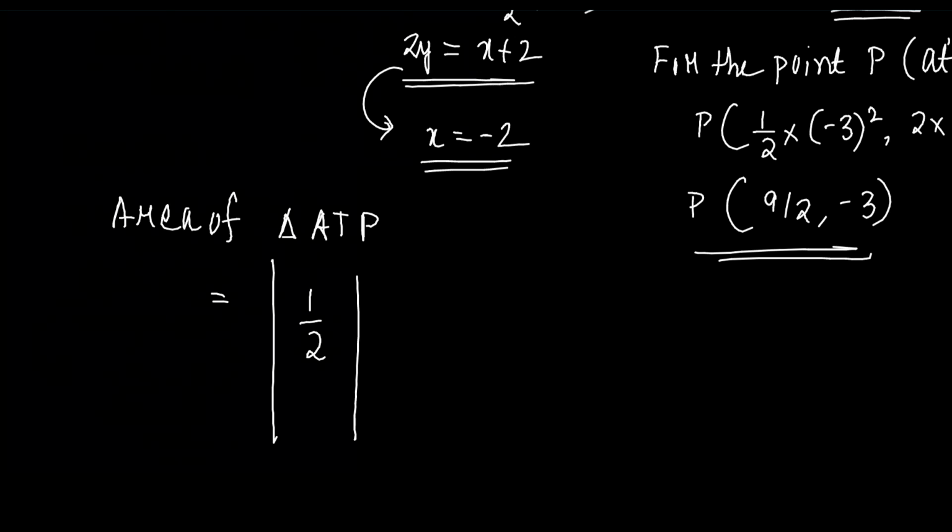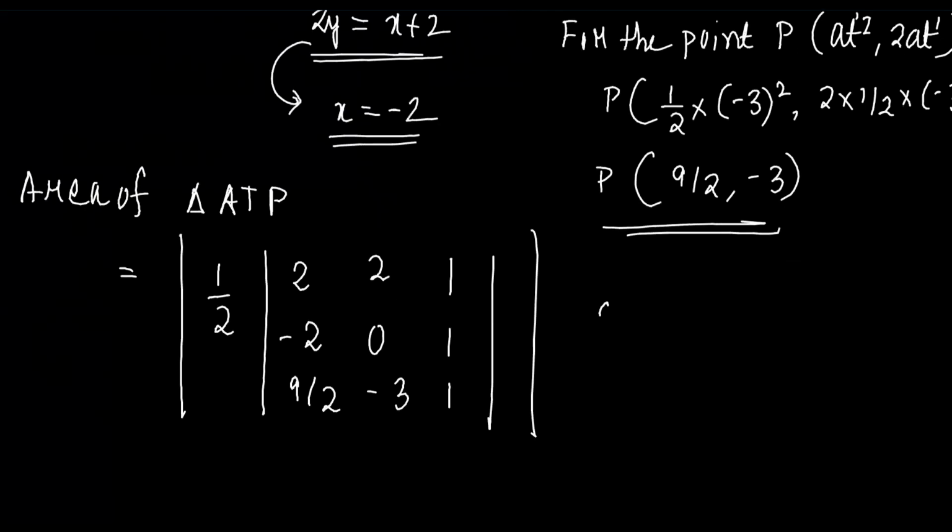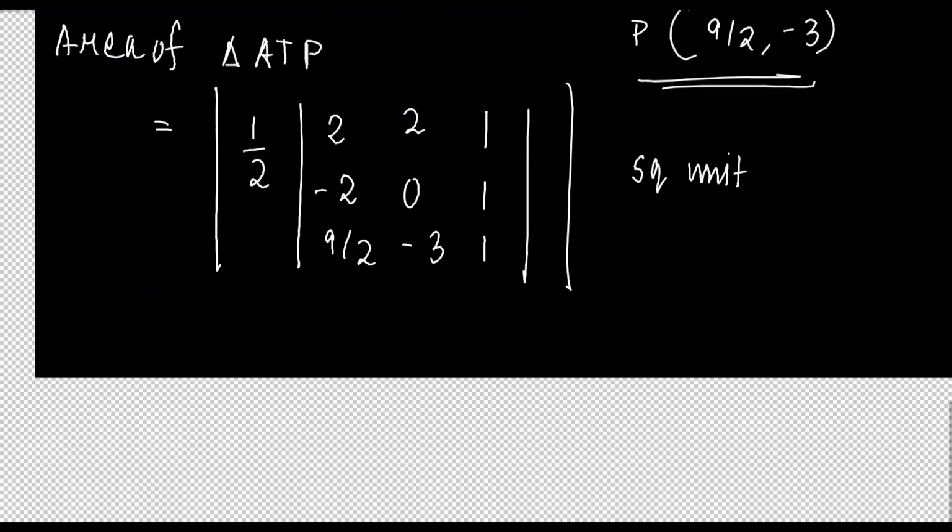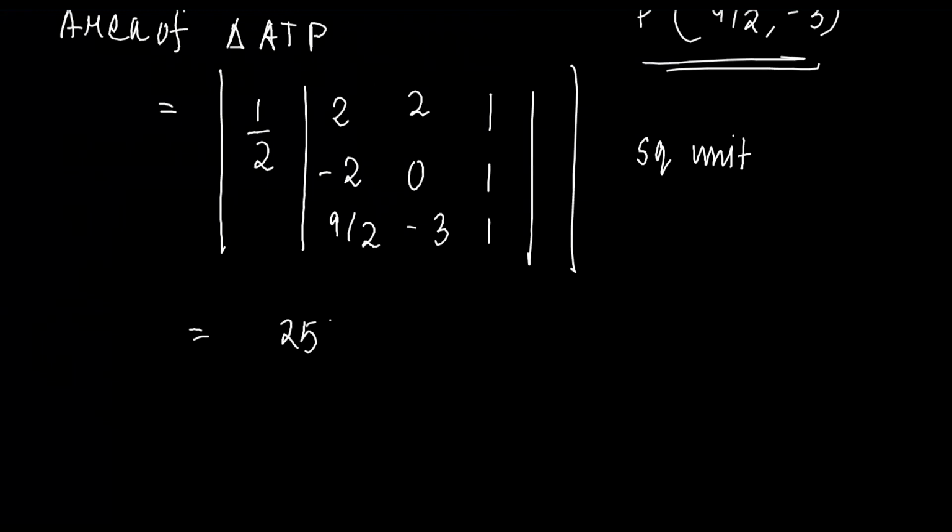This is x1, x2, x3. So here x1, x2, x3 means what? 2, minus 2 and 9 by 2. Next y1, y2, y3, this one. And in the last column it's 1, 1, 1. Okay, so this will be the area. If you solve this one, you will get this area as 25 by 2 square unit. So this is our final answer.